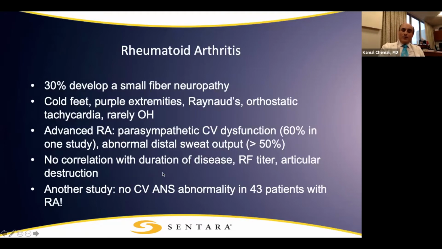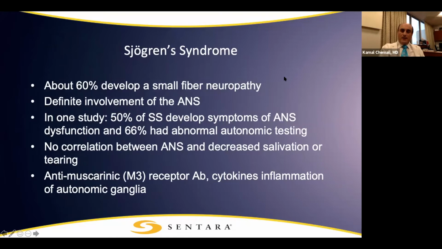Same thing, no correlation with the duration of disease, the titer of rheumatoid factor, articular destruction level. All right, but you know, just to tell you that this field is not quite understood because you find other studies where there are no abnormalities in cardiovascular autonomic nervous system testing in 43 patients with rheumatoid arthritis. So that's a big number, which makes the incidence of autonomic dysfunction in these conditions uncertain.